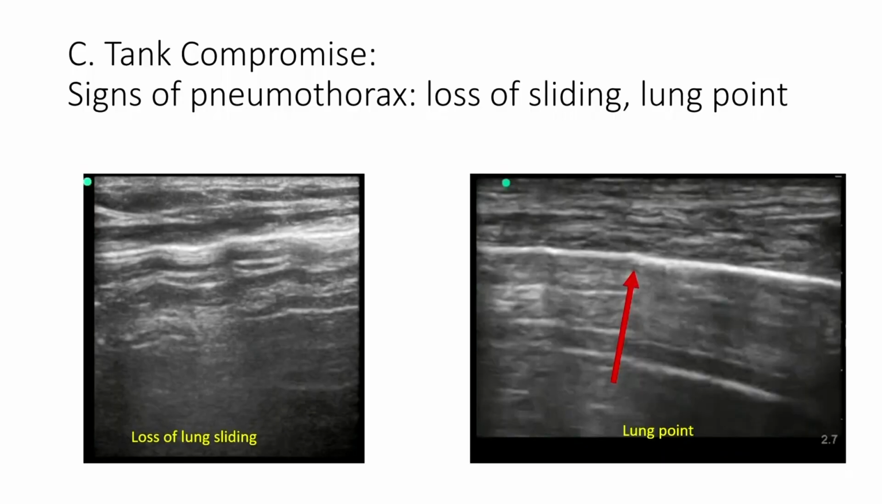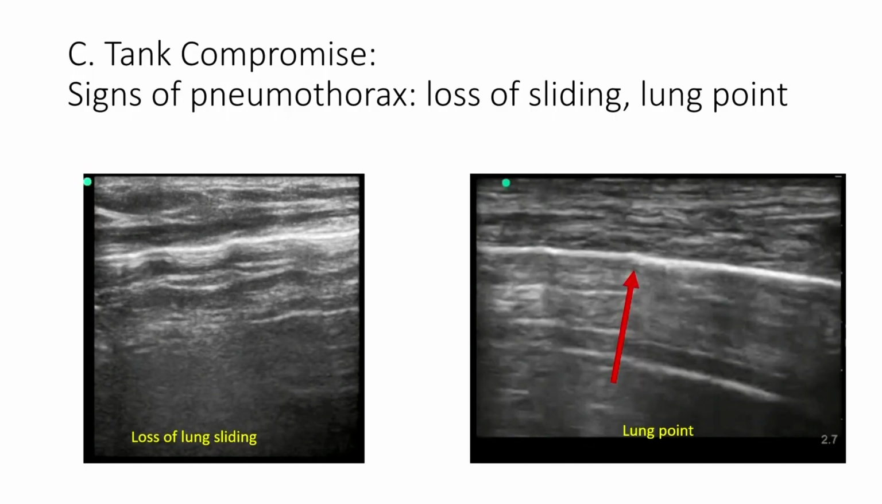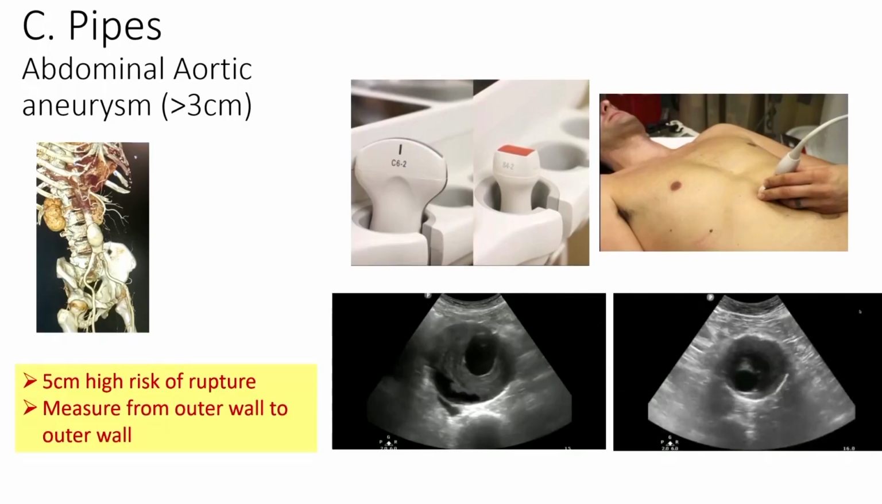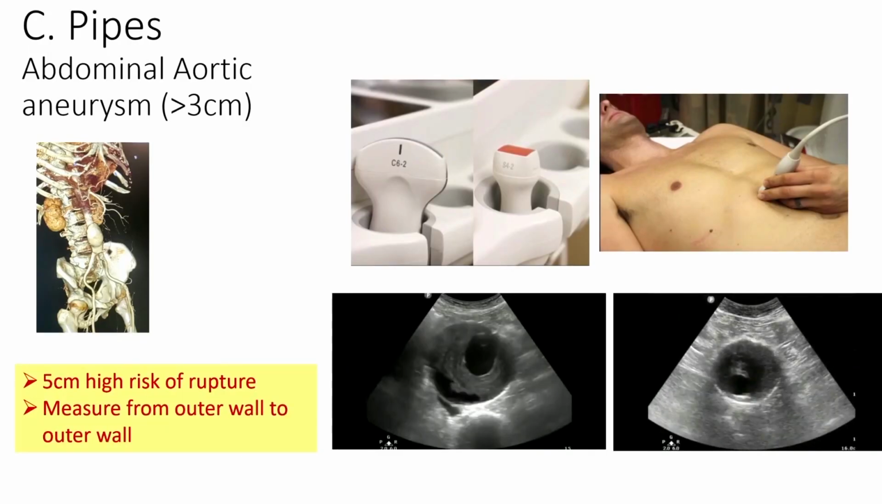Tank compromise in the form of a pneumothorax, that's also a cause of shock, an obstructive kind of shock. Here you can see a lack of lung sliding. That's one of the signs for those people who are actually doing ultrasound. This is a classical sign. Lung point is a classical sign. I will not go into the details of how to go, but this is not the forum for that.